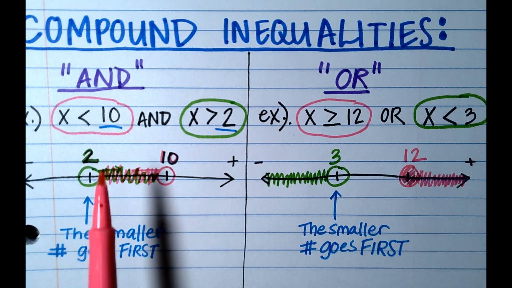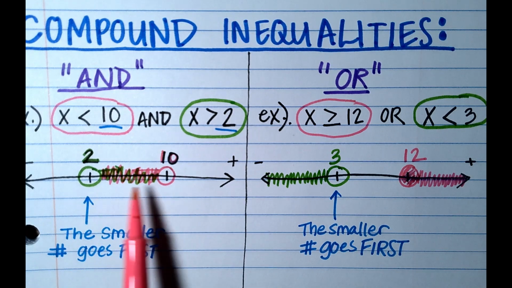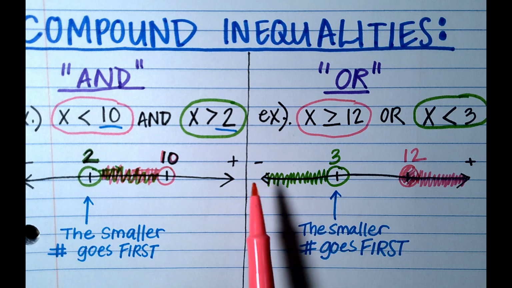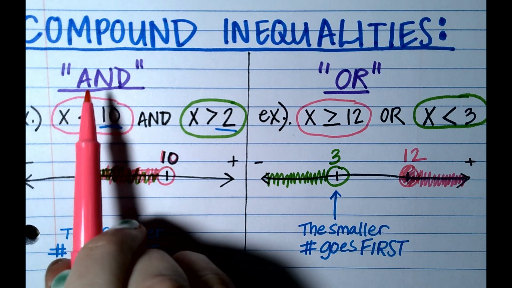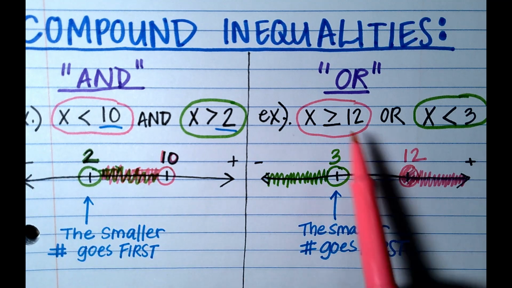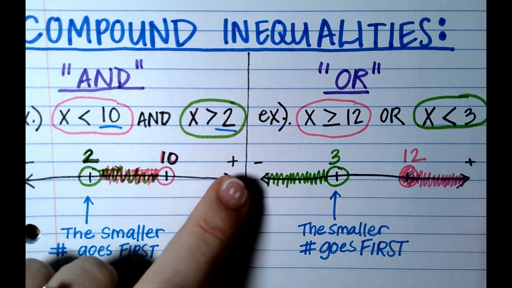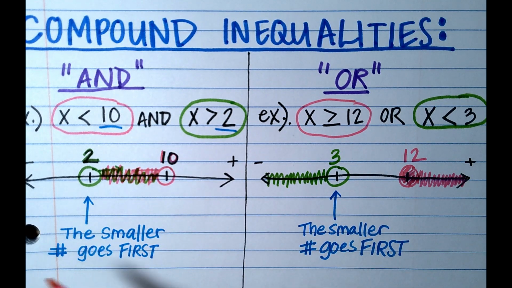Okay, so we can see the difference now. "And" inequalities, we shade in the middle; "or" inequalities, we shade outside. And a good way to remember this is "and" sounds more like inside, in between, and "or" starts with an O and we shade outside. Or outside and inside.